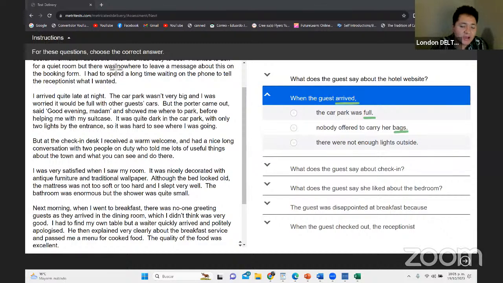So it says, I arrived quite late at night. The park wasn't very big and I was worried it would be full with other guest cars. But the porter came out, said, good evening, madam, and showed me where to park before helping me with my suitcase. It was quite dark in the car park with only 2 lights by the entrance, so it was so hard to see where I was going.